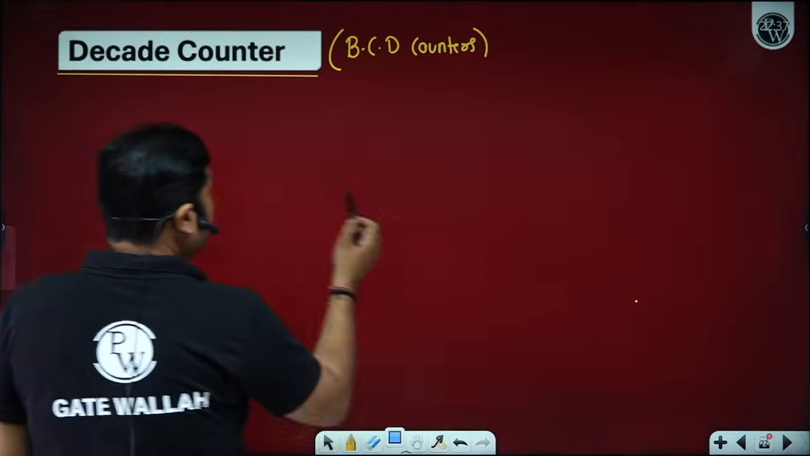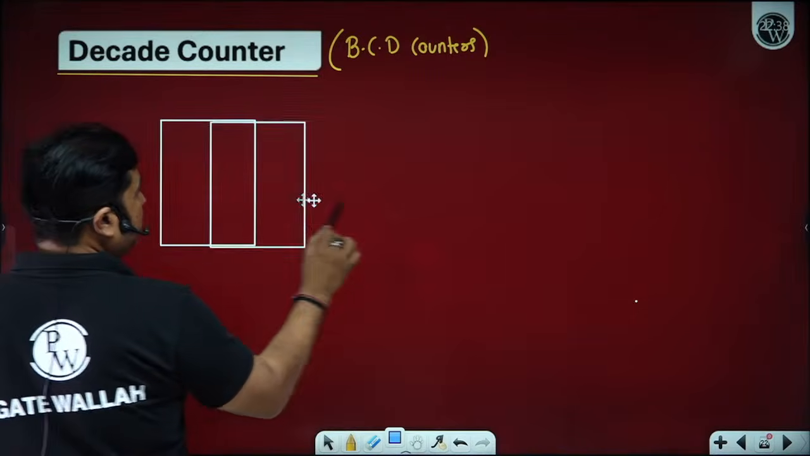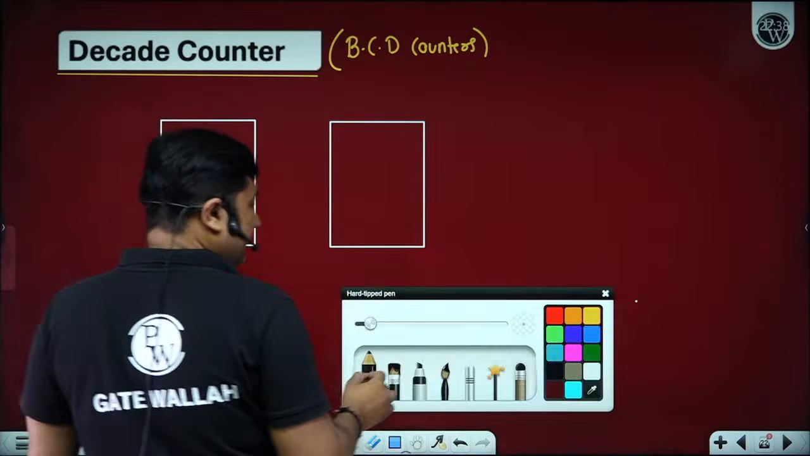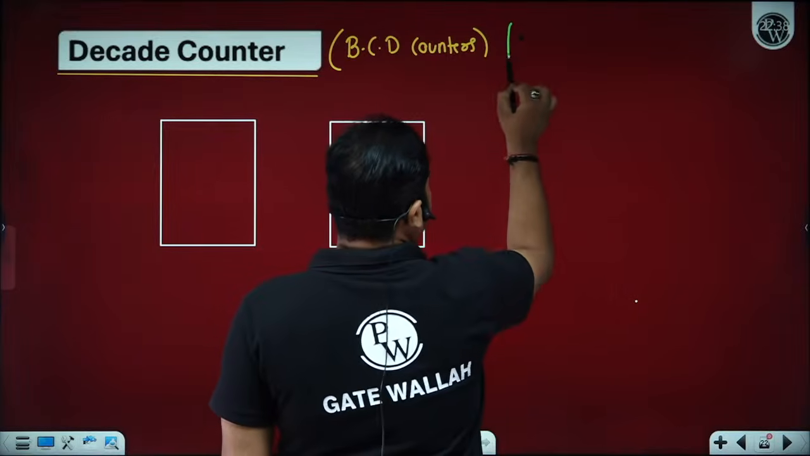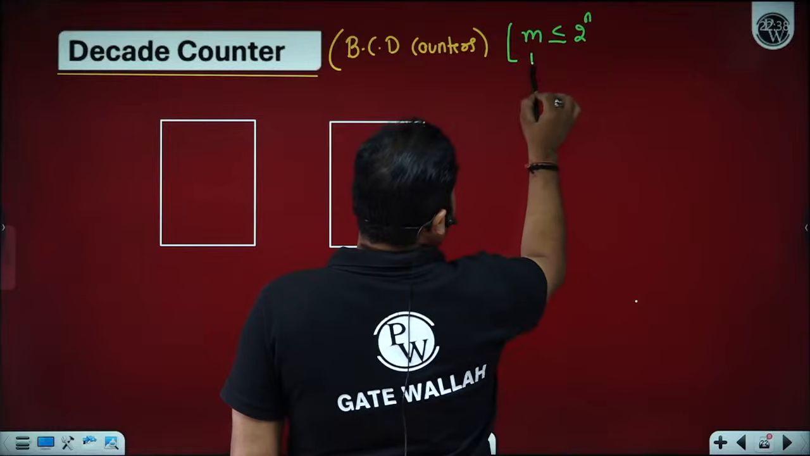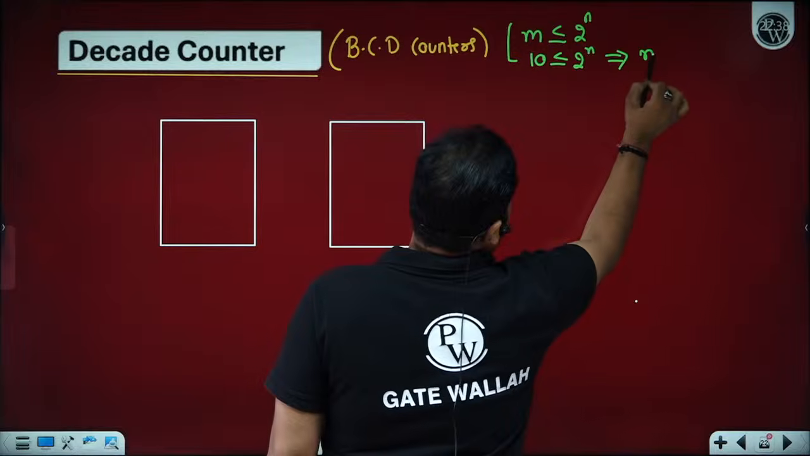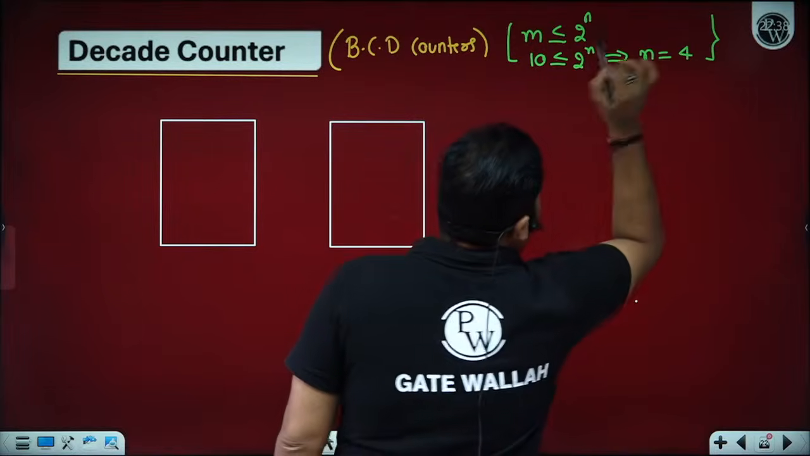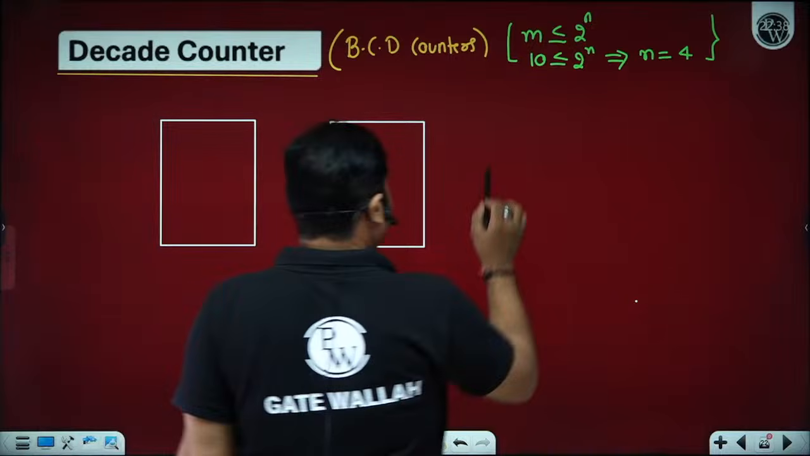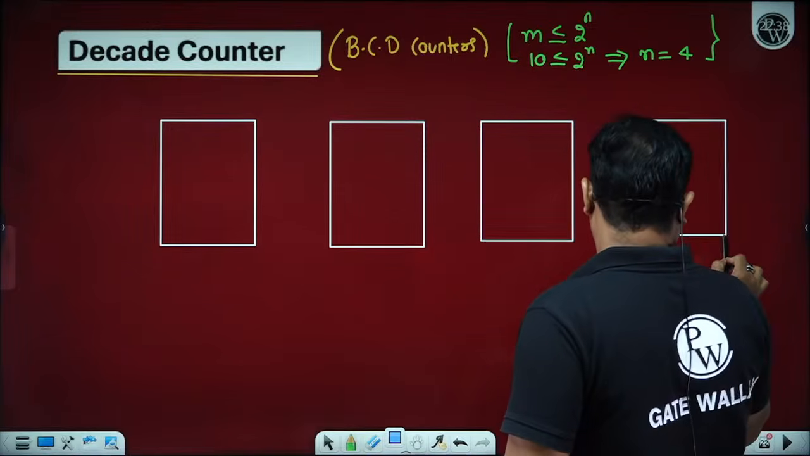So please observe how to design a BCD counter. I am interested in designing a BCD counter. So how many flip-flops are needed for a BCD counter? We all know m is less than or equal to 2 to the power n. So we want 10 states. How many flip-flops are needed? We can see flip-flops needed must be equal to 4. We can't use half a flip-flop. So we need 4 flip-flops. Hoping all of you are able to understand up to this part. Great. So I'm using 4 flip-flops.